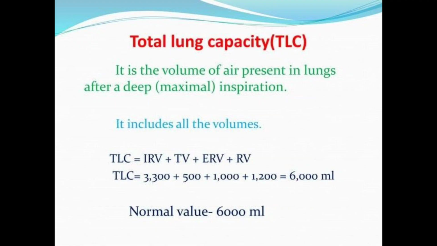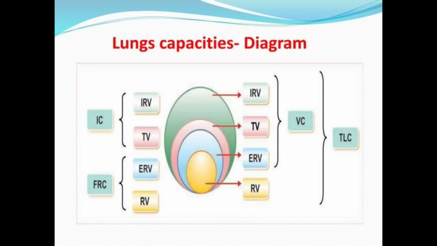If the value is below 6000 ml, that means the person's total lung capacity is decreased, or if it is more than 6000, the total lung capacity is increased. So this is the total lung capacity.